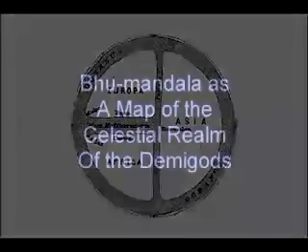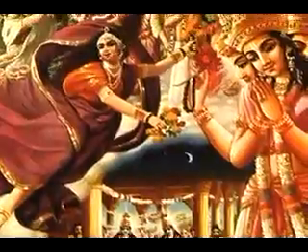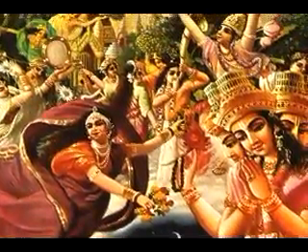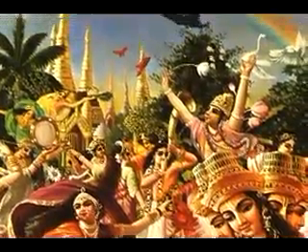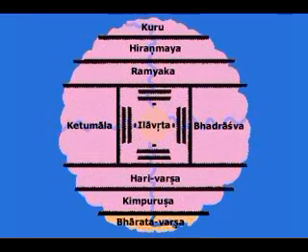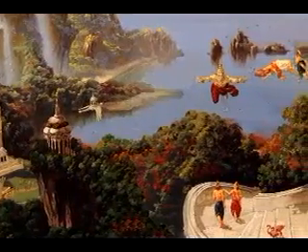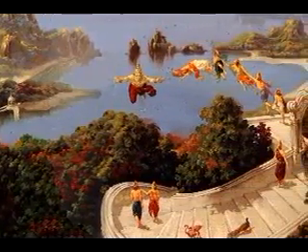Bhumandala as a map of the celestial realm of the demigods. Bhumandala can also be understood as a map of the celestial realm of the demigods. One curious feature of Jambudvip is that the Bhagavatam describes all of the Varshas, or regions, other than Bharatavarsha, as heavenly realms, where the inhabitants live for 10,000 years without suffering. This has led some scholars to suppose that Indians used to imagine foreign lands as celestial paradises.